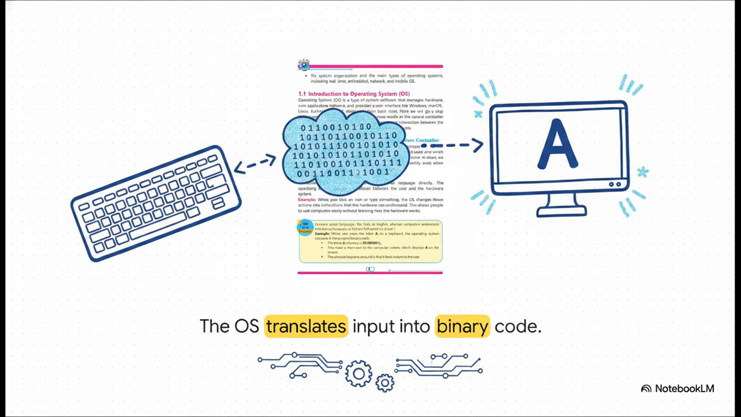Think about the translation process here. When you press the letter A on your keyboard, the OS instantly steps in. It takes that keystroke and converts it into a special binary code, just zeros and ones, specifically 01000001. This code is then sent to your computer screen, which displays the A. Now, this happens so incredibly fast that it feels instant, but without the OS acting as your personal translator, the hardware wouldn't have a clue what to do with that input.